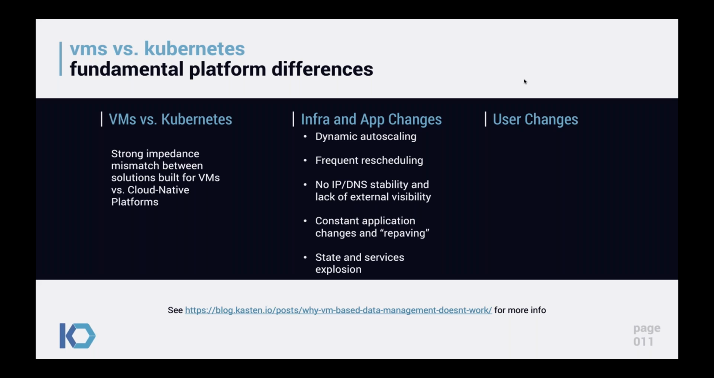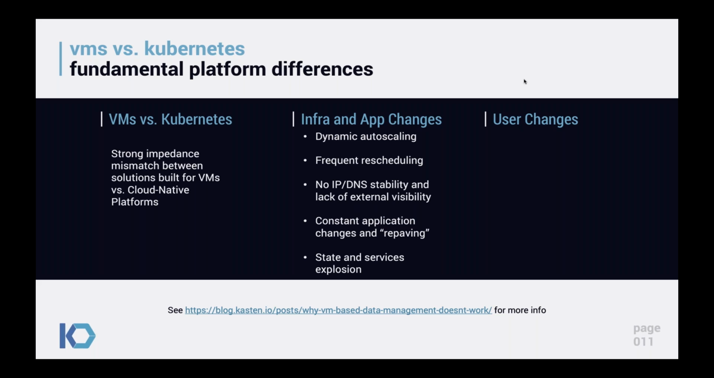There are constant deployments; people are deploying multiple times a week, if not multiple times a day. App infrastructure gets repaved. We'll show a couple of concrete examples of state and services explosion. What used to be a VM is now hundreds of different components. So these are all the challenges of trying to force a traditional solution to adapt to it.